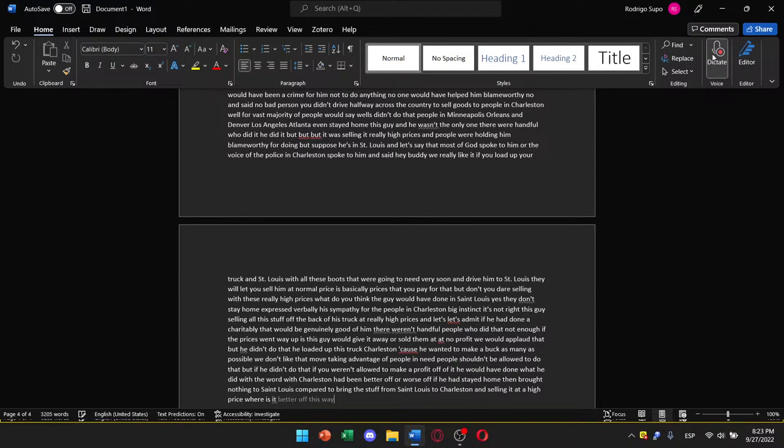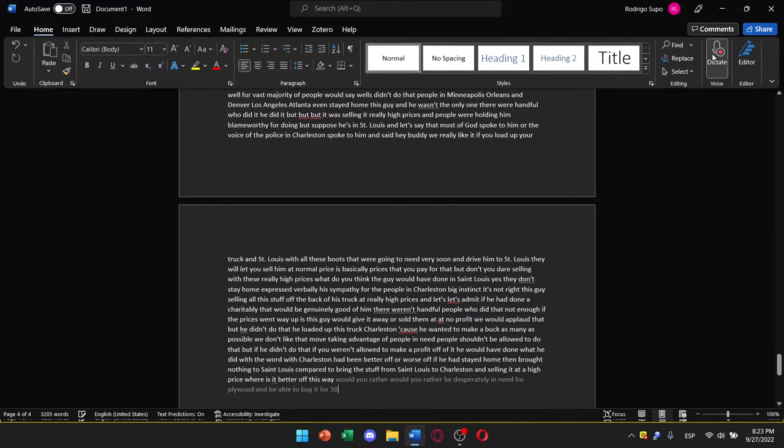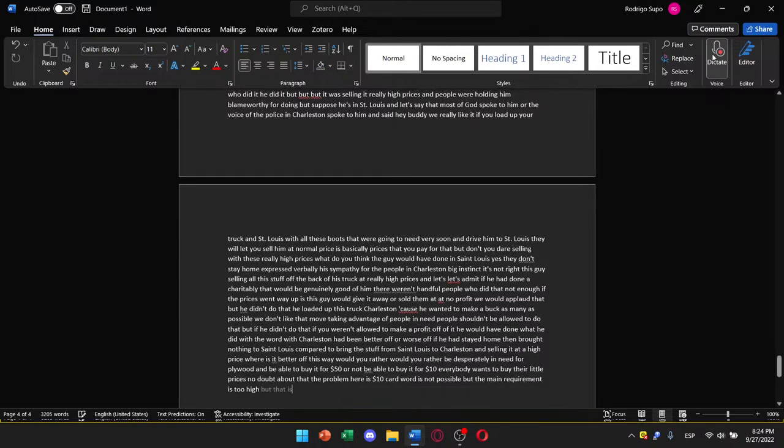Let's put it this way. Would you rather be desperately in need of plywood and be able to buy it for $50, or not be able to buy it for $10? Everybody wants to buy it at a low price, there's no doubt about that. The problem here is $10 plywood is not possible. The demand for plywood is too high, the supply of it is too low. It's simply impossible. So if you want plywood at all, you've got to be willing to pay the high price.